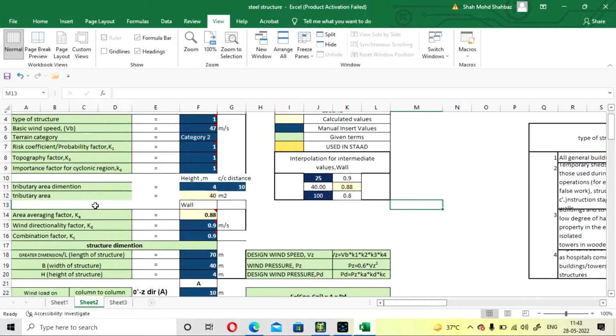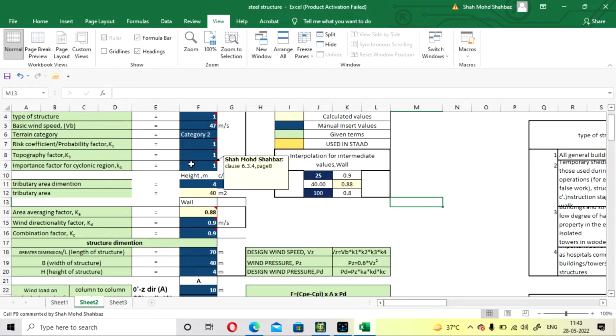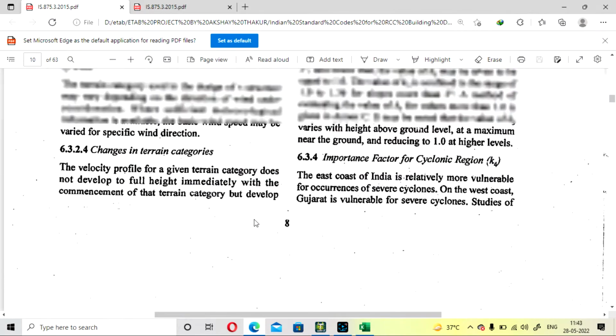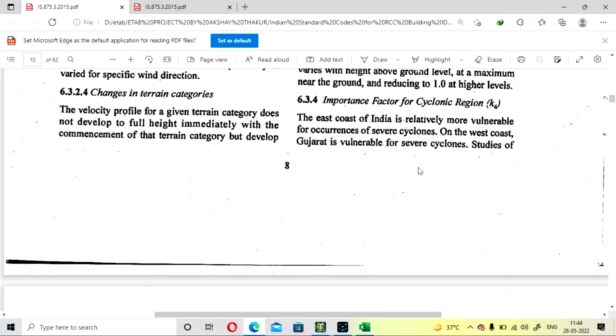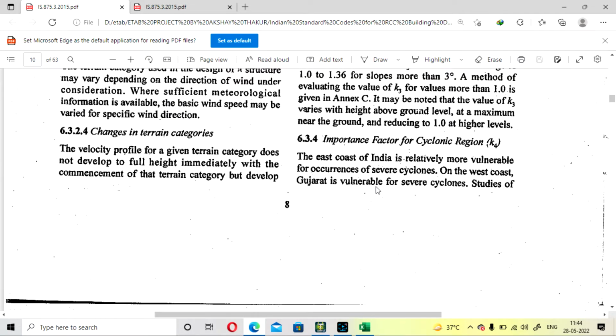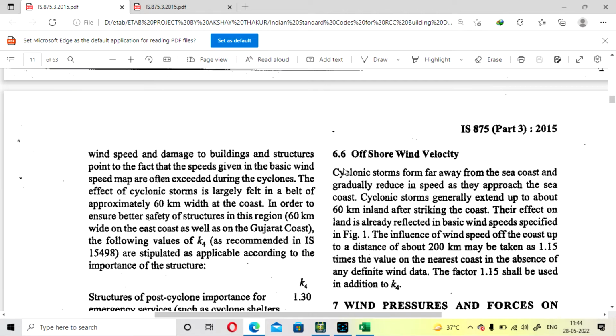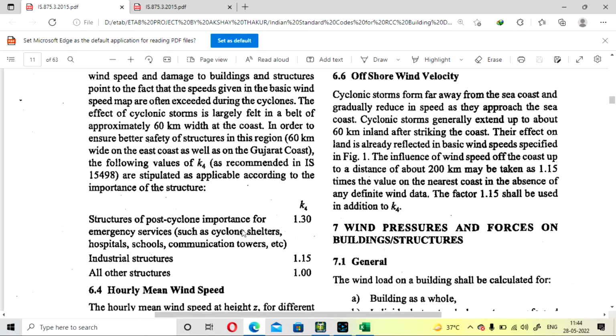And similarly, the importance factor for cyclonic region. Our area is not coming under the cyclonic region, but we can provide the value according to this. So three values will be there, either 1, 1.3 or 1.15. It is present on page 8, clause 6.3.4. Here, importance factor for cyclonic region. If it is present in the eastern coast of Gujarat or a coastal area, there we have to change the value. Structure of post-cyclonic region is 1.3. If it is an industrial structure, it is 1.15, and for all other structures it is 1.